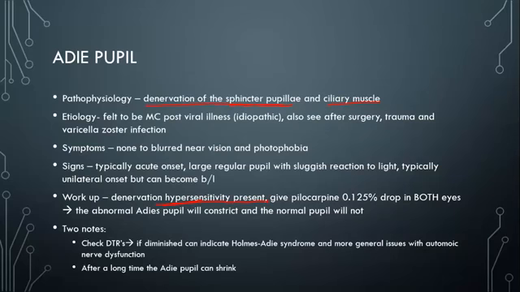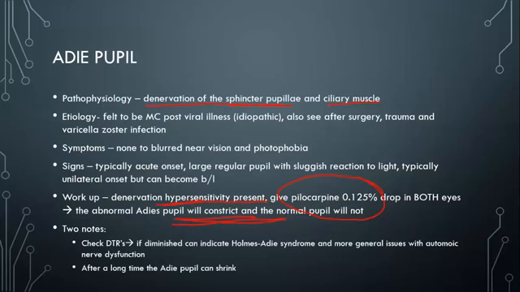So what you do is give a parasympathomimetic drug, pilocarpine, at a very small concentration, a very low concentration. You put it in both eyes, and then the hypersensitive, denervated Adie pupil is going to have a reaction. So it'll constrict. The normal pupil won't really do much.